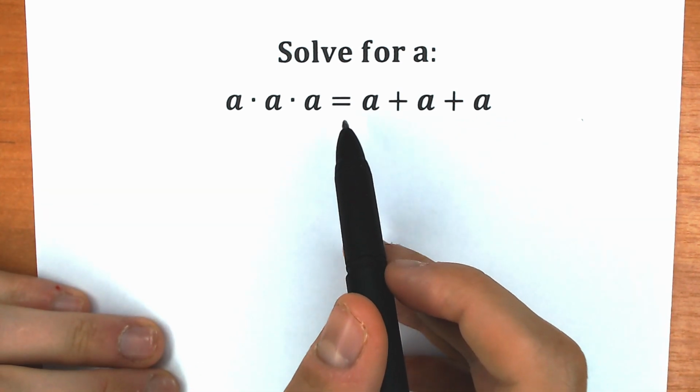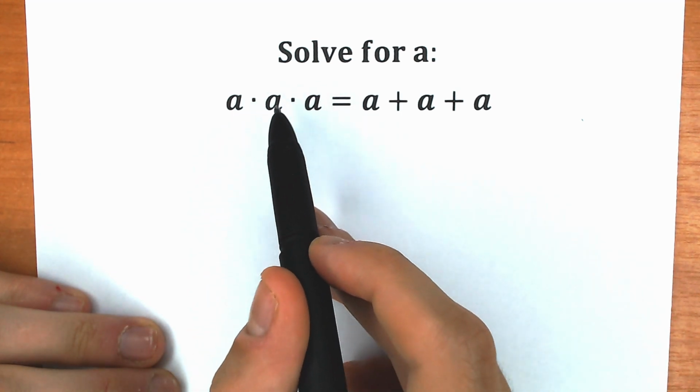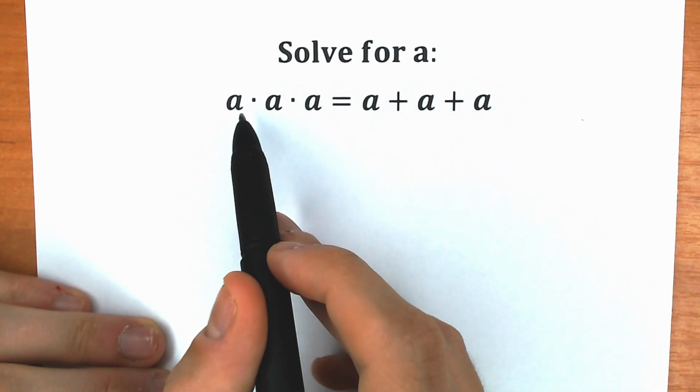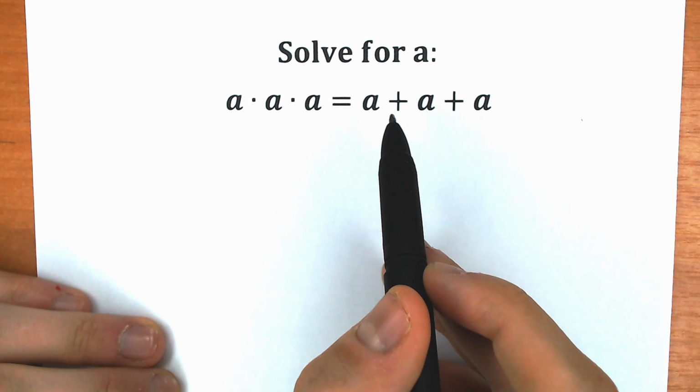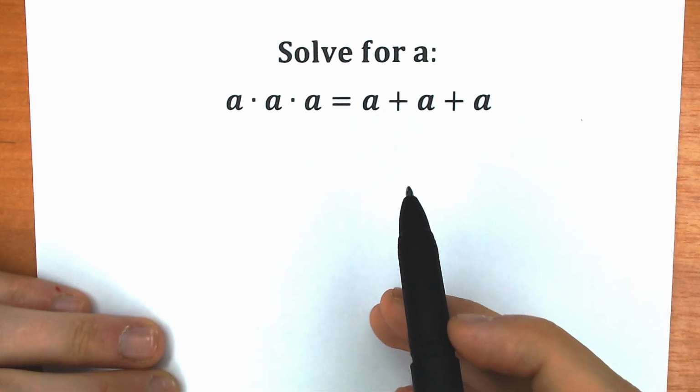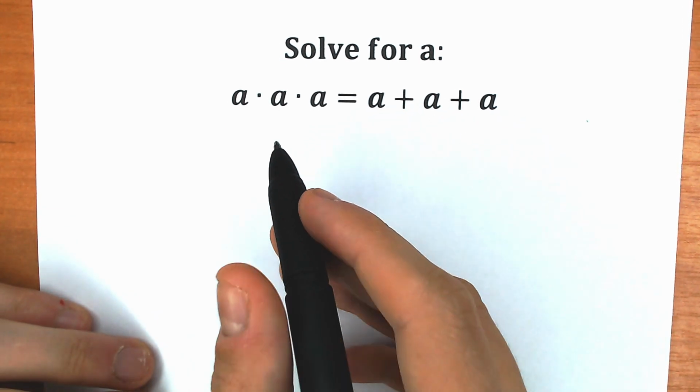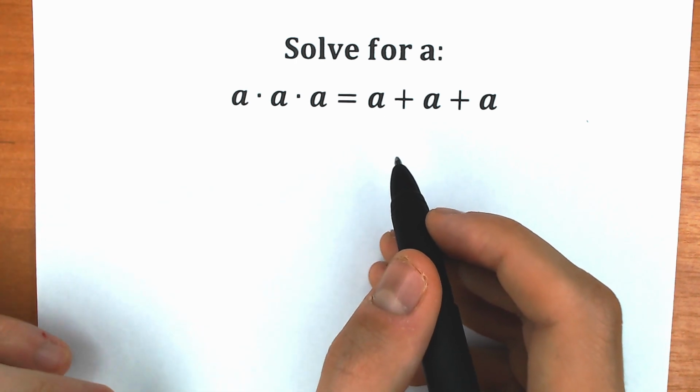A is equal to 0, because we have 0 on the left side and 0 on the right side. A product of three zeros is equal to 0, and the addition 0 plus 0 plus 0 is equal to 0. A lot of students say, okay, a is equal to 0 and that's it. But then I got them.